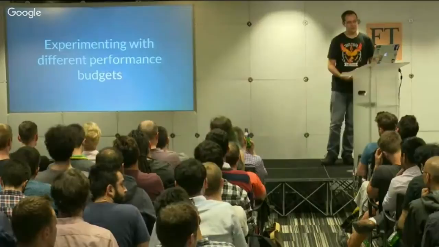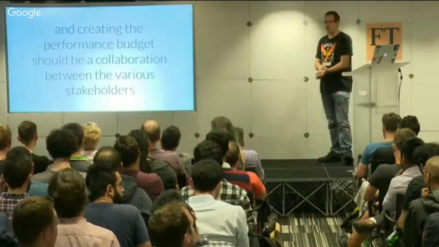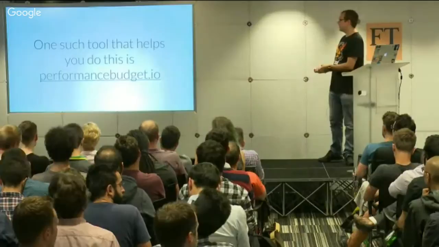Building a performance budget is about reaching the correct balance. It therefore makes a lot of sense to experiment with different figures where possible. And creating performance budgets should be a collaboration between your various stakeholders. One such tool that helps you to do this is performancebudget.io. So let's look at performancebudget.io.